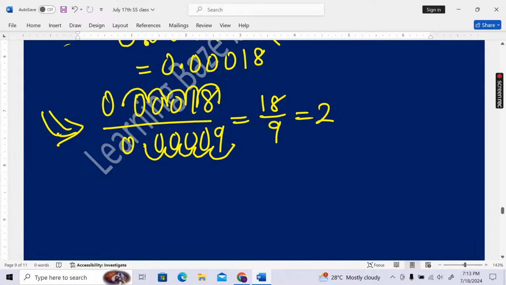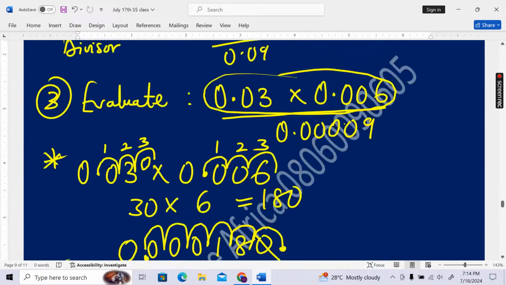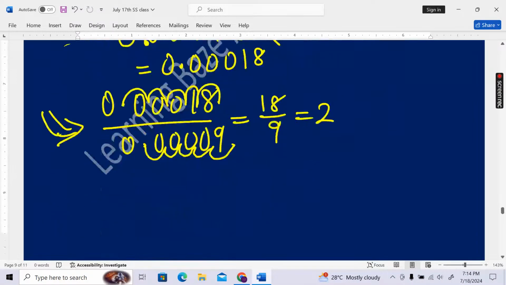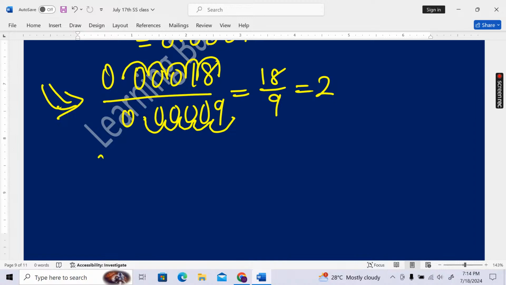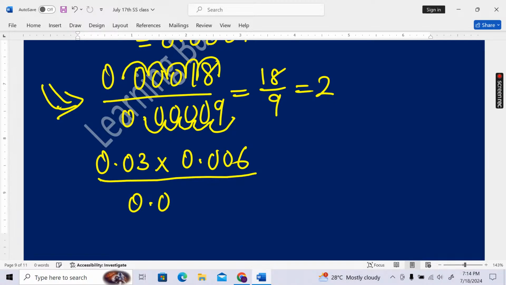So it means that 0.03 times 0.006 divided by 0.00009 is equal to 2. So the answer to the question is equal to 2. That's why you should have a good knowledge of decimal.